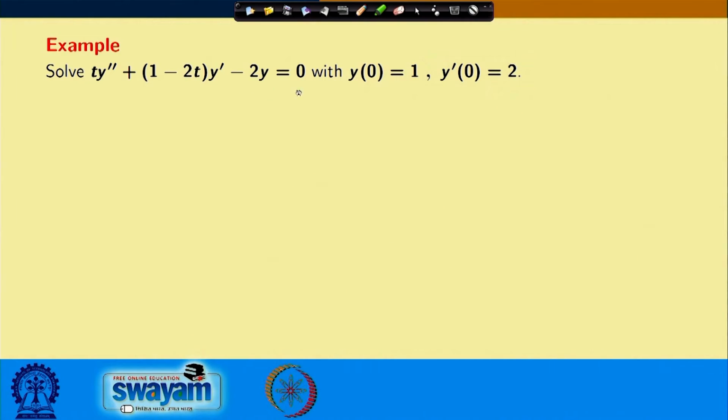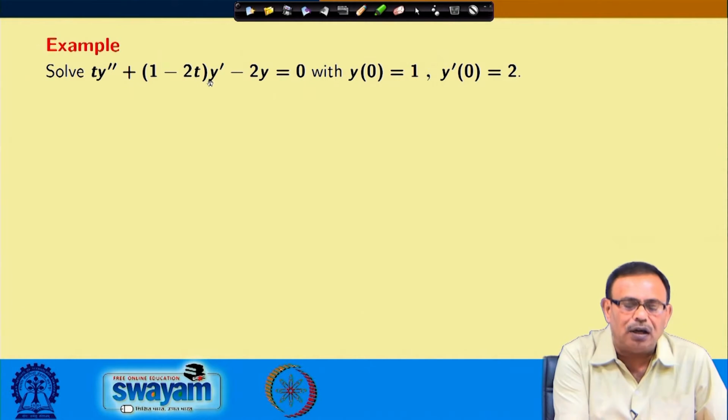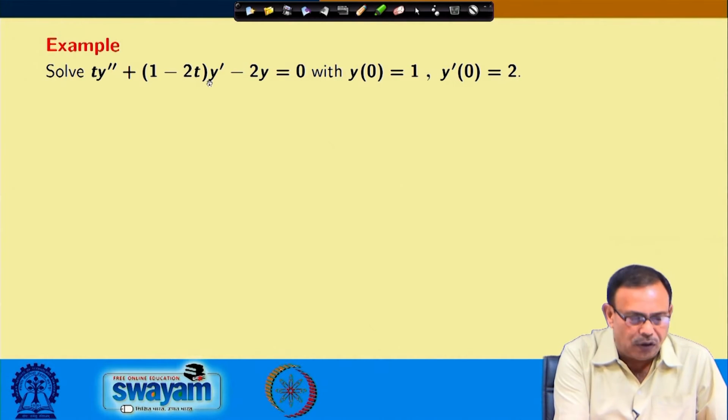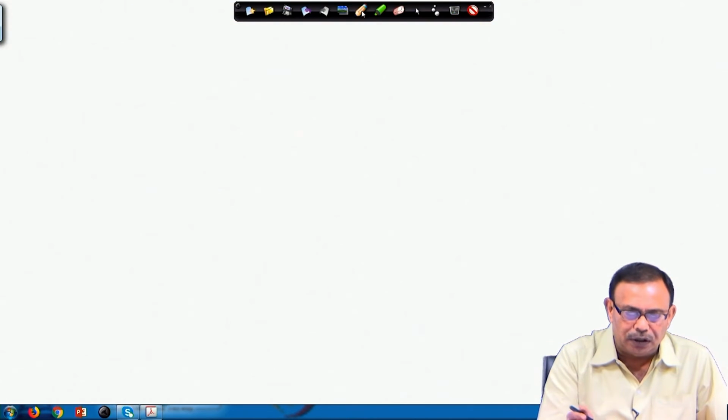Solve t y double dash plus (1 minus 2 t) into y dash minus 2 y equals 0 with y(0) equals 1 and y dash (0) equals 2. So, here you see t y double dash is there, here t into y dash is there. In the earlier example, this was not there. So, let us see whenever both y double dash and y dash consist of the coefficient which is a function of t, what happens over there.